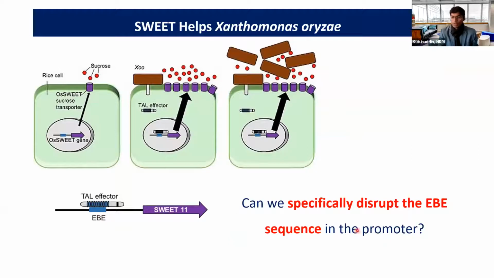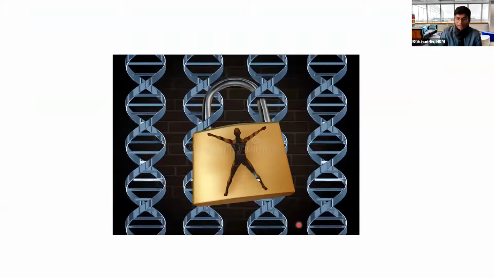Okay, so the question here is, can we specifically disrupt the EBE sequence in the promoter? The answer is yes. By genome editing, you could specifically disrupt that kind of sequence, but not hamper other portions of the genome. So suppose this region is the EBE sequence of the SWEET promoter. Now you want to lock that so that it won't bind to the effector protein secreted from the bacteria. Okay, so that's the way that is called genome editing.